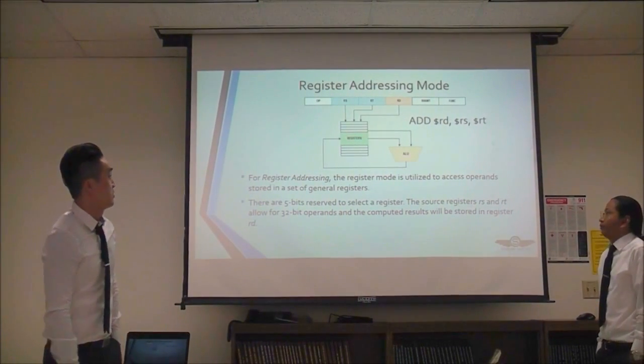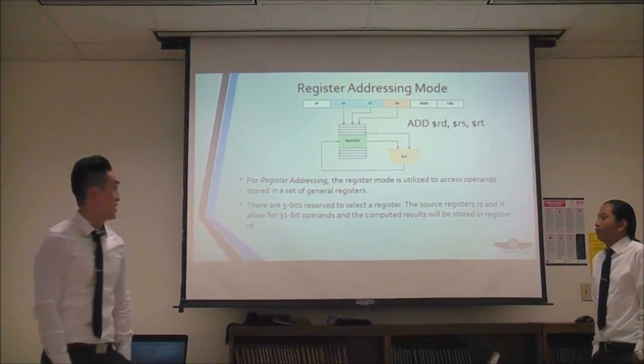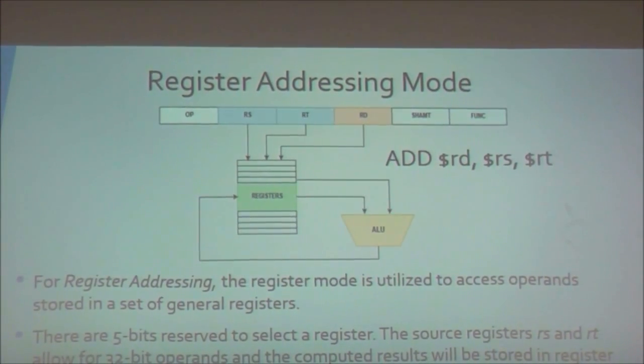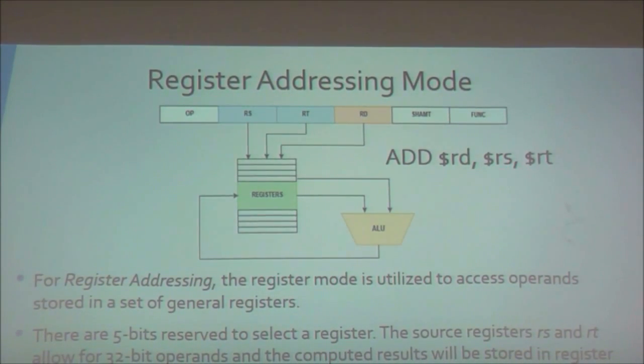For register addressing mode, this mode is utilized when you need to access operands stored in general registers. So for this add instruction, the RS and RT fields are your source registers, both allowing for 32-bit operands. In this add instruction, they'll be added and stored into the destination register RD.